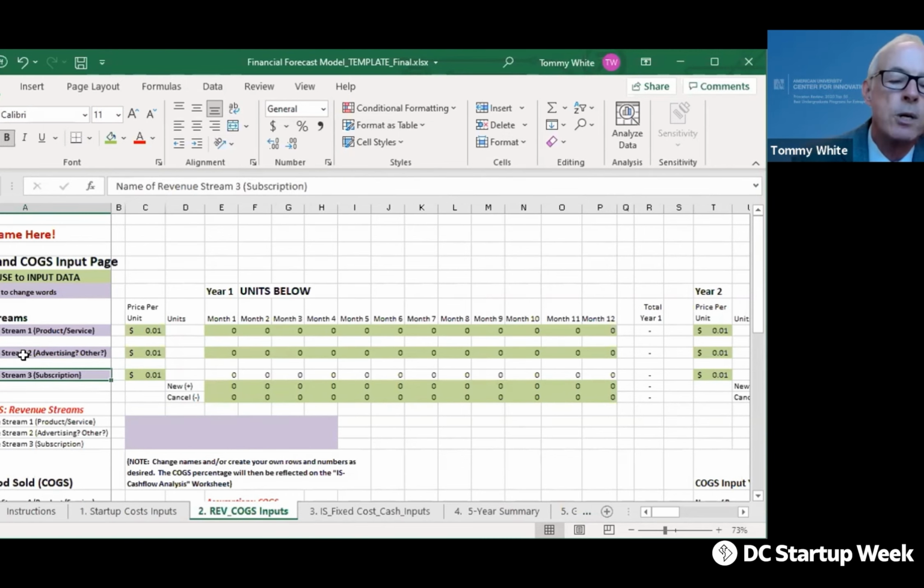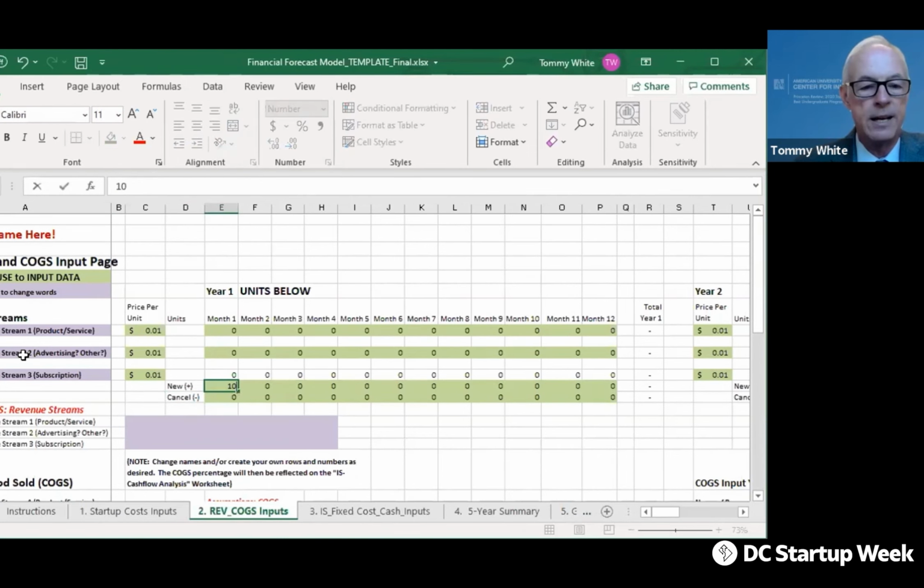In the third revenue stream, I've set it up as a subscription model. I got a lot of questions on this over the years about setting this up. And so I set this up as a subscription model, if that is your revenue stream, so that you could add new subscriptions, and eventually you're going to have people that are going to be deleting or canceling their subscriptions, where you can actually take those away.